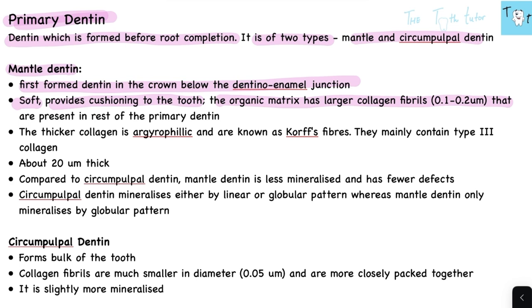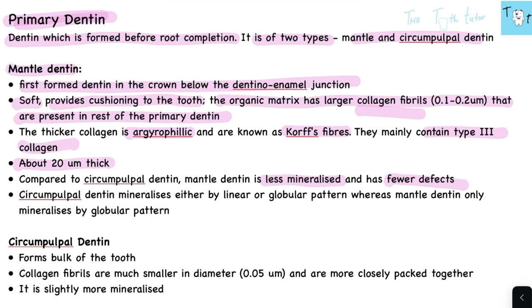Then the circumpulpal, or you can say the dentin that forms the bulk of the tooth. The mantle dentin has slightly different composition, so the collagen fibers are larger than that present in the rest of the primary dentin. The thicker collagen fibers are argyrophilic, which means that they are silver staining, and they are known as Korff's fibers. They mainly contain type 3 collagen. They are about 20 micrometers thick. Compared to the circumpulpal dentin, the mantle dentin is less mineralized, so it is soft, it provides cushioning. So it is slightly less mineralized and it has fewer defects.